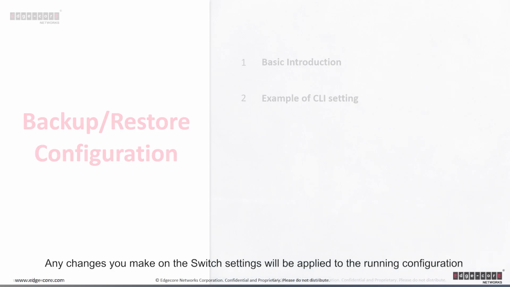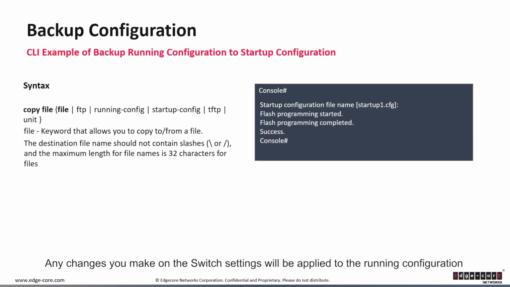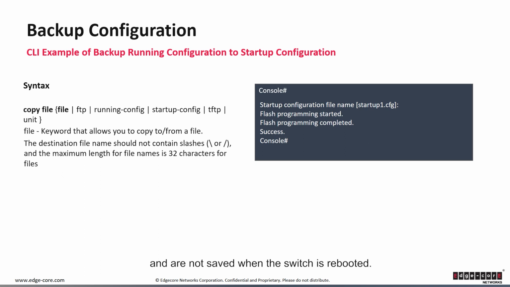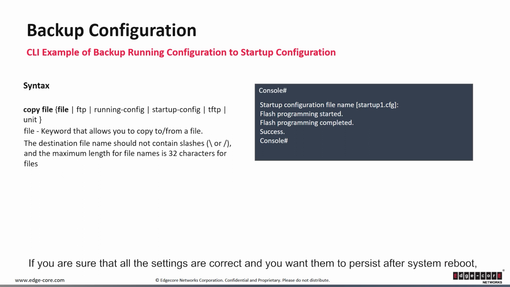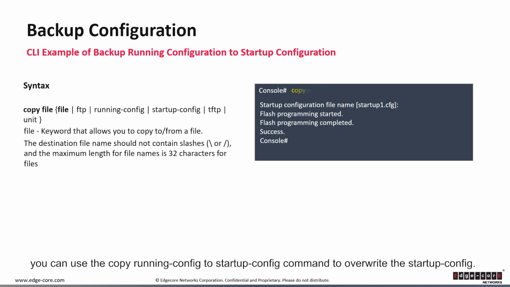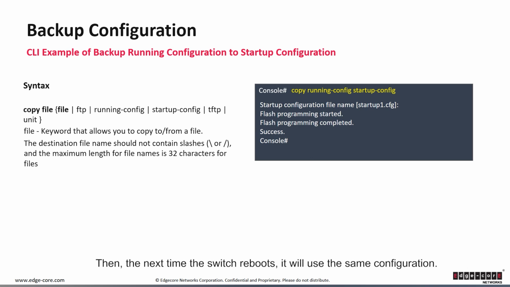Any changes you make to the switch settings will be applied to the running configuration and are not saved when the switch is rebooted. If you are sure that all the settings are correct and you want them to persist after the system reboot, you can use the copy running-config startup-config command to overwrite the startup config. Then, the next time the switch reboots, it will use the same configuration.